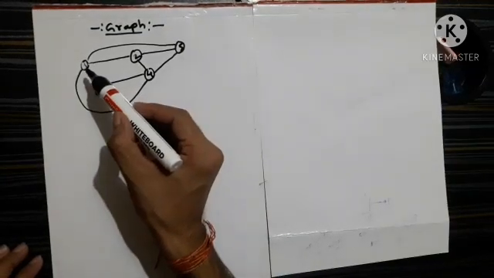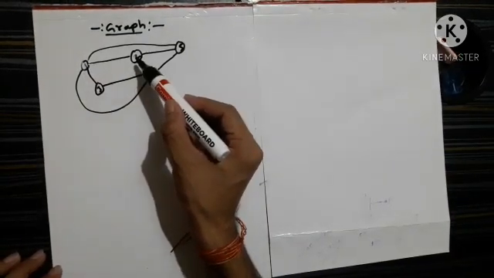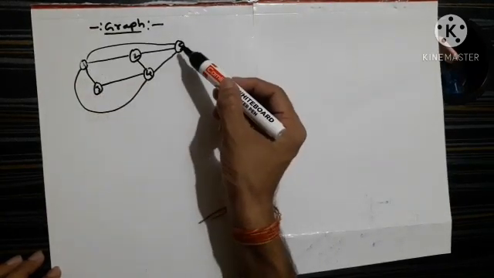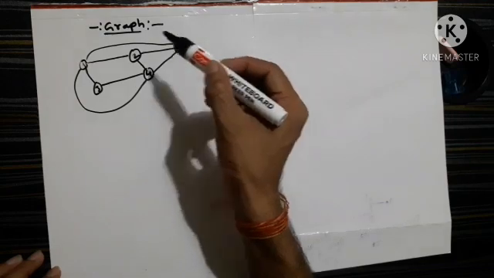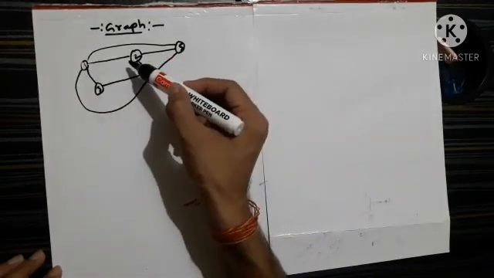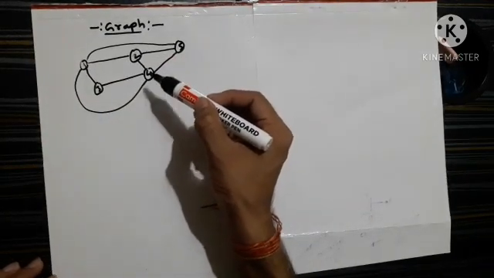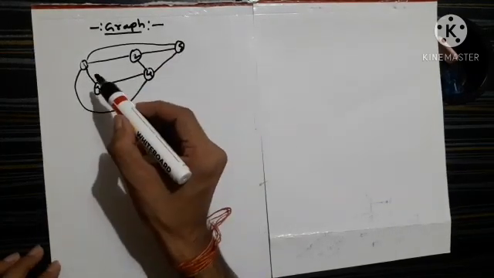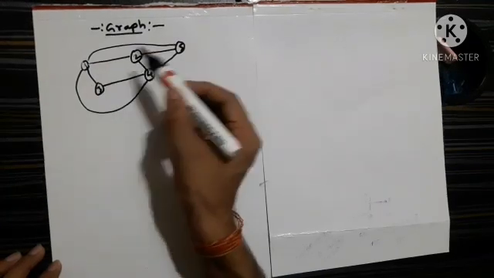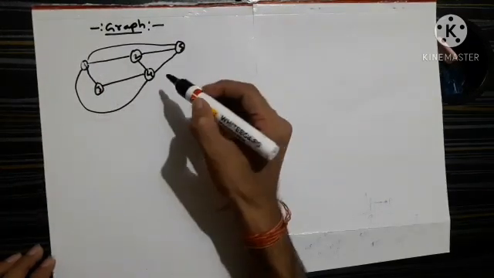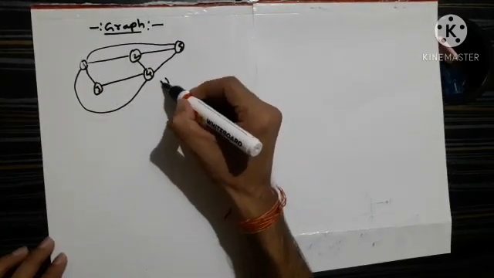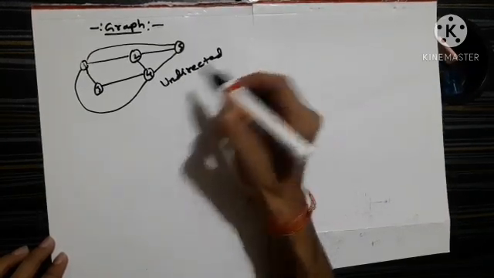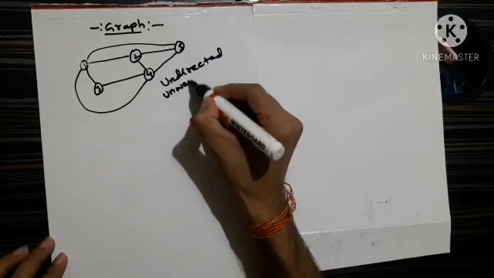Say from city 1 I can go to city 2, from city 2 I can go back to city 1 also, from city 2 I can go to city number 5, from city 5 I can directly go to city 1, I can go to city 2, I can go to city 4, from city 4 I can go to city 3, and all these things. So if we can go back from one place to another, and vice versa is also possible, then we can say this is an undirected graph. Undirected graph and unweighted graph.